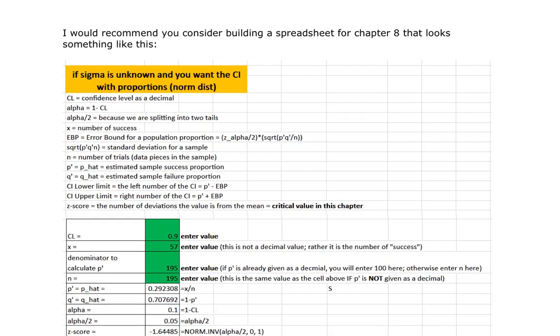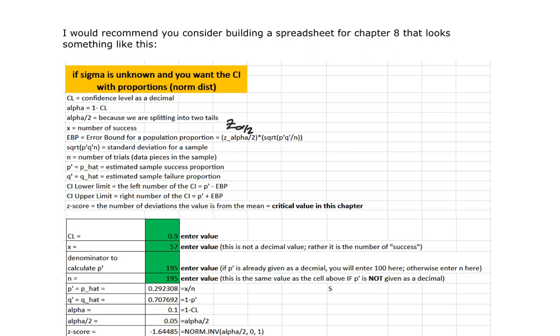Here is the spreadsheet I would recommend that you use. The confidence level, my alpha, all of this stuff, none of this is anything different that we haven't already seen. So my error bound is my z alpha divided by 2. Again, I'm not going to take z alpha and divide that answer by 2. This is just the notation. And then I'm going to multiply by the square root of p prime q prime divided by n. This is my standard deviation, my n, p, q, confidence level, my x.